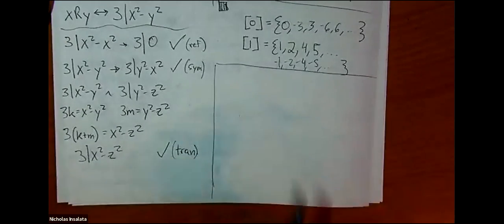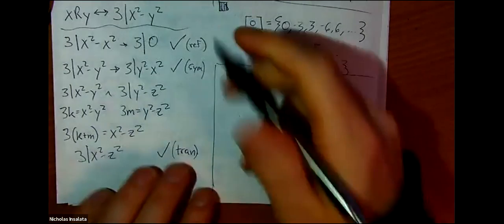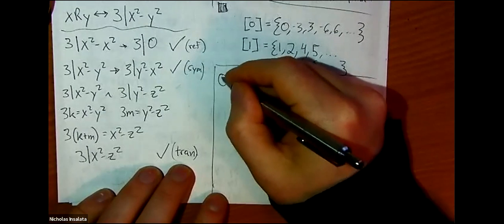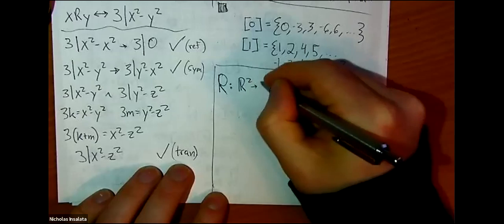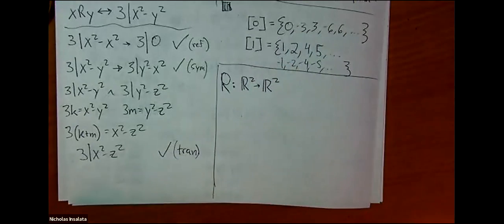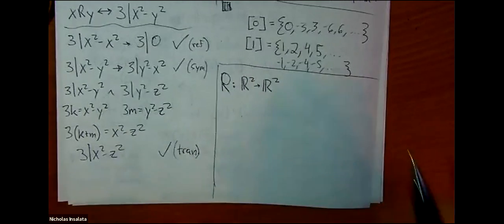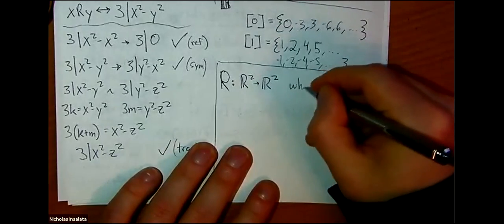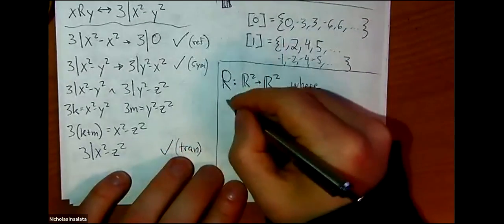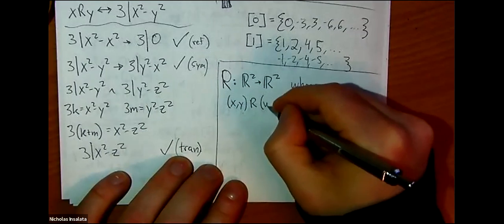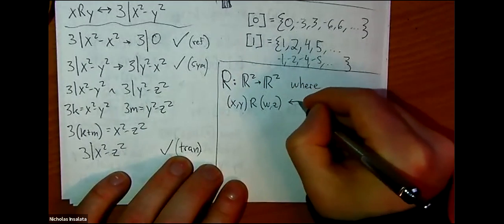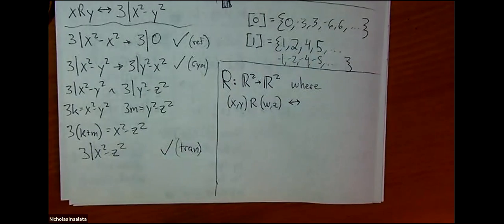All right. Let's say we have a relation R that goes from R2 to R2. Here's our relation, where the point xy relates to the point wz if and only if x equals w.